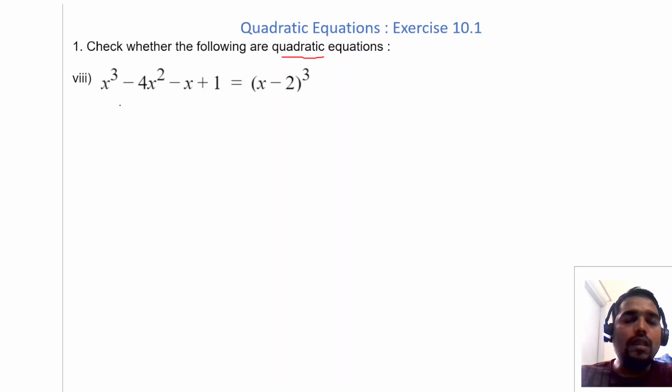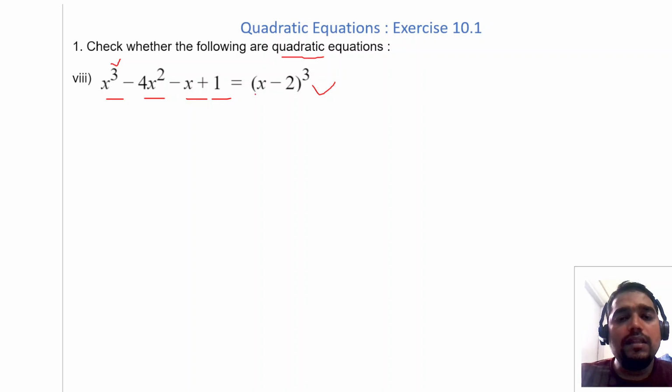Now, how to approach the solution? So here we see that in LHS there is x cube term, 4x square term, x and also 1. So all these terms cannot be simplified further until we simplify the RHS, because all the terms are unlike terms. One term contains x cube, one more term contains x square, one more term contains x, and one more term is a constant term, so these cannot be added or subtracted. So now we will come to how to simplify the RHS.